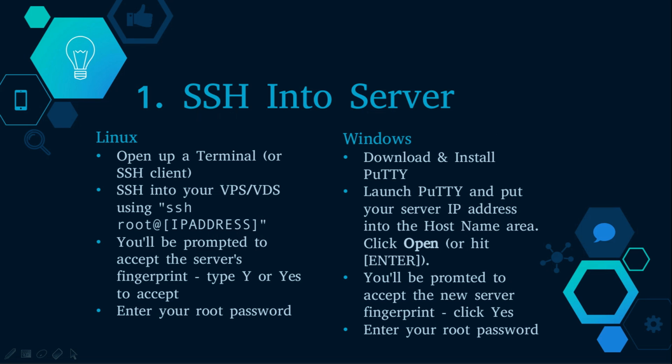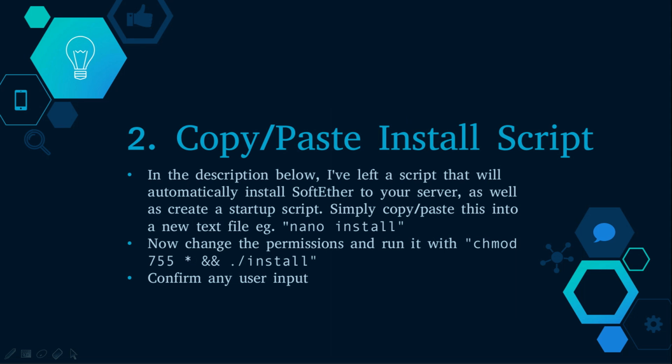So, once you've got your server, all you need to do is SSH into that server. If you've seen any other of my tutorials, then you've probably seen this before. However, with Linux, all you need to do is open up a terminal and SSH into your server. Or if you're on Windows, you just need to download and install PuTTY. Either way, once you've made a successful connection to your server, you will then need to copy and paste the install script to a blank document on the server.